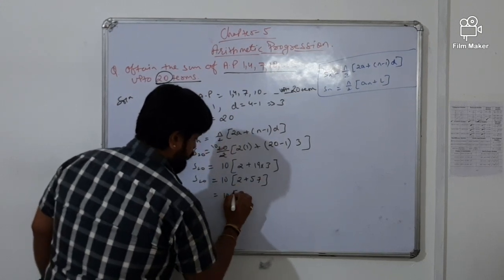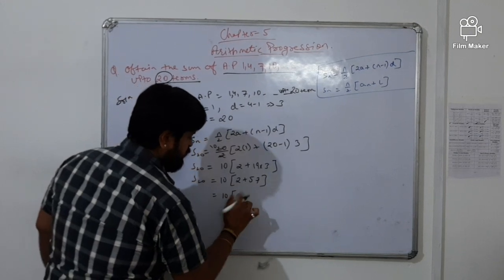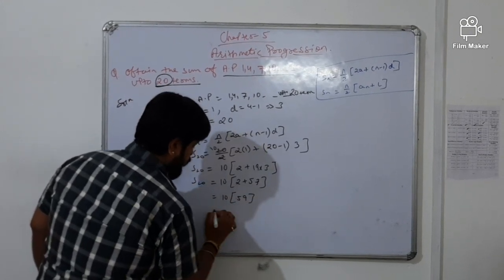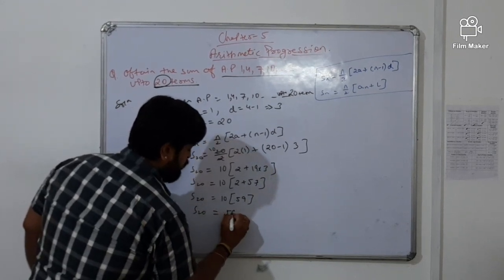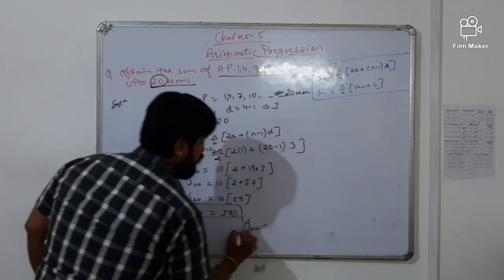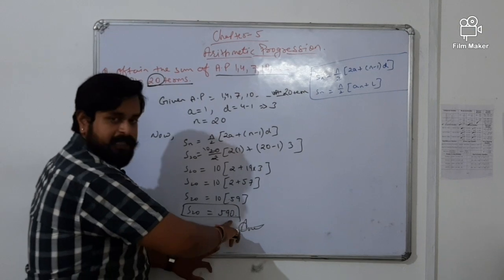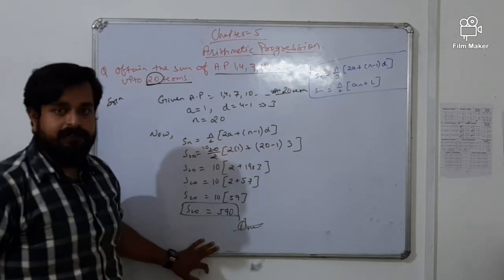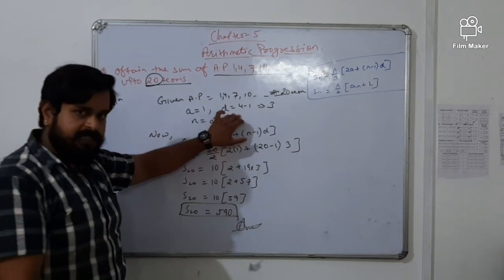Now 10, 2 and 2 plus 57 is 59, and now multiply it, we will get the final answer, that is 590. So this is our final answer, that the sum of first 20 numbers will be 590.